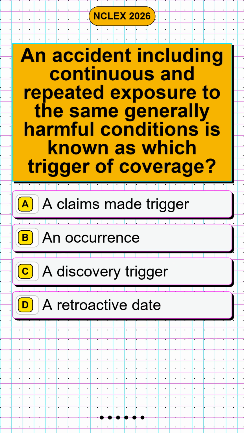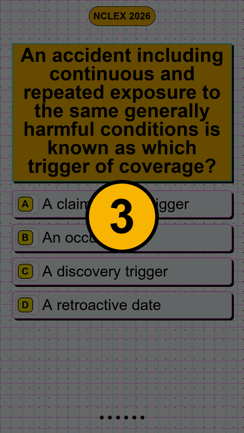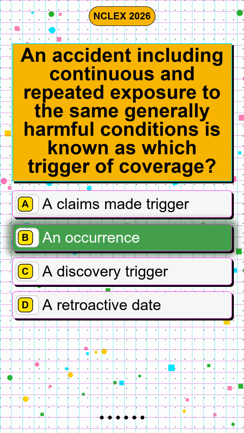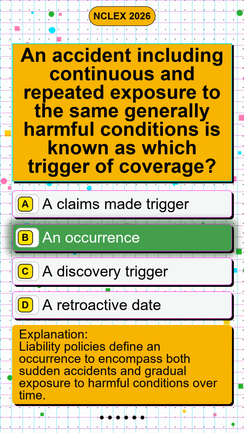Question 3. An accident including continuous and repeated exposure to the same generally harmful conditions is known as which trigger of coverage? Option A. A claims-made trigger. Option B. An occurrence. Option C. A discovery trigger. Option D. A retroactive date. The correct answer is option B. An occurrence. Liability policies define an occurrence to encompass both sudden accidents and gradual exposure to harmful conditions over time.